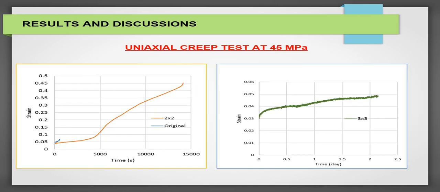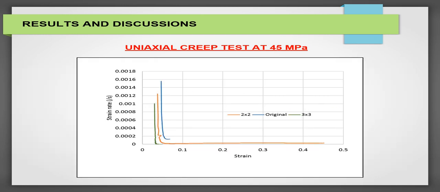The same trend is observed for the 45 megapascals constant stress uniaxial creep test. You notice that the original sample lasted only a few seconds, while the 2 by 2 sample approached the tertiary creep stage after more than 10,000 seconds. But it didn't last up to a day. A day would be around 86,400 seconds. Now, the 3 by 3 sample lasted for more than 2 days for the same 45 megapascals constant stress, showing that the higher the stretch ratio, the more resistance to creep.